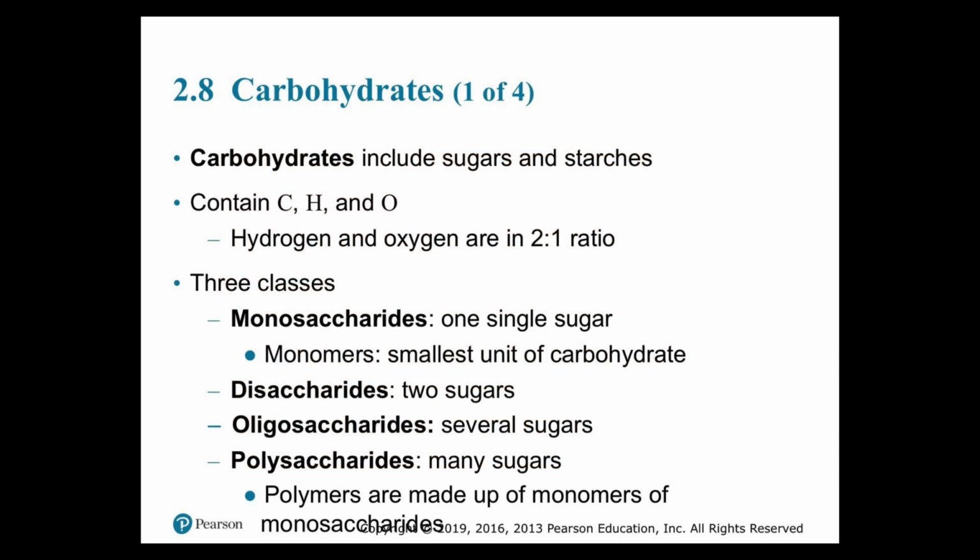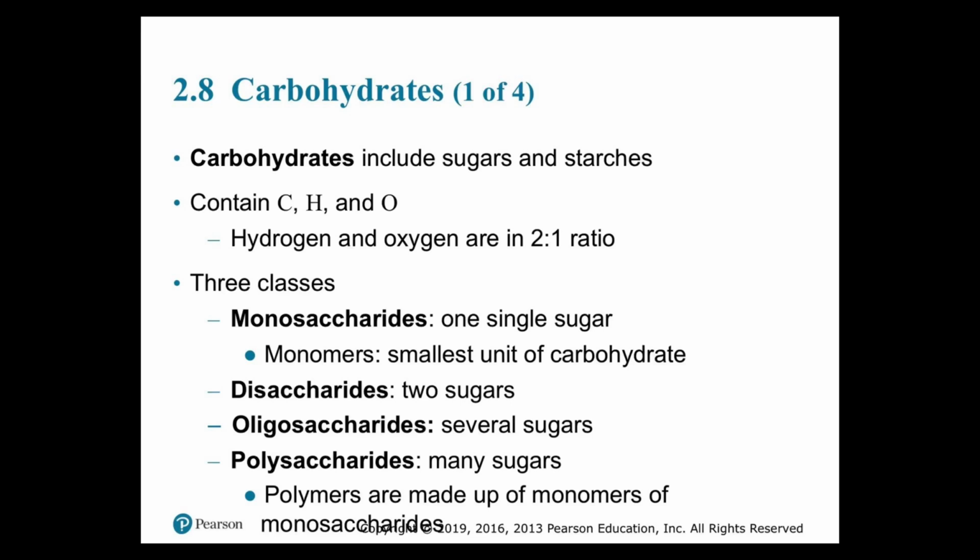Section 2.8, carbohydrates. Carbohydrates include sugars, starches, and glycogen. These contain carbon, hydrogen, and oxygen in their formulas, and hydrogen and oxygen are in a 2-to-1 ratio. There are 3 classes. I added 4 actually, but there are 3 main classes.